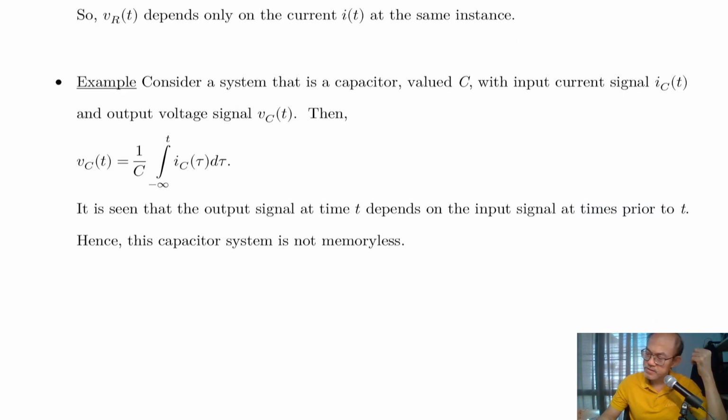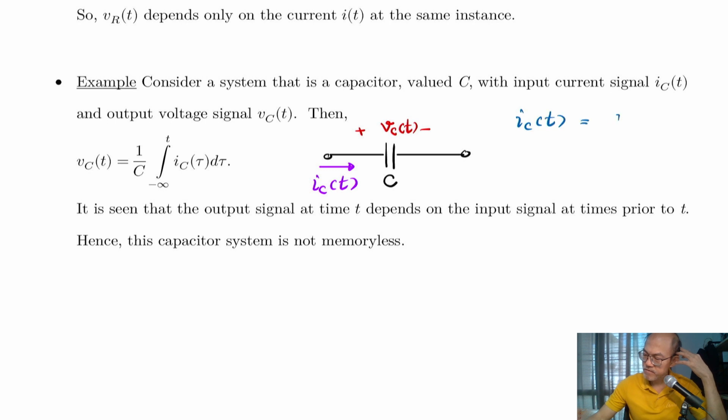Another system is a capacitor. We know from circuit theory that if we have a capacitor C, and we measure the voltage across this capacitor and call it Vc, the capacitance is C, and we have a current that goes into the capacitor and call it IC, then we know from circuit theory that IC is the first derivative of Vc by dt multiplied by the capacitance C.